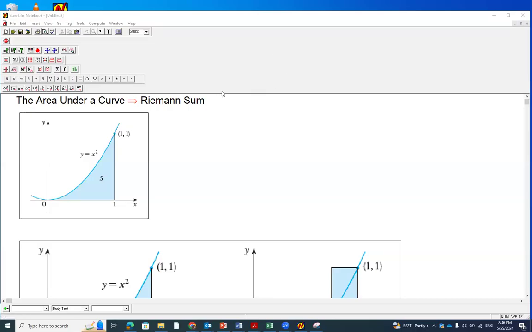Hello, in this lesson, we would like to talk about a very important idea in calculus, which is to find the area underneath the curve, which leads to Riemann sum. So we're going to start with what is the area underneath the curve.